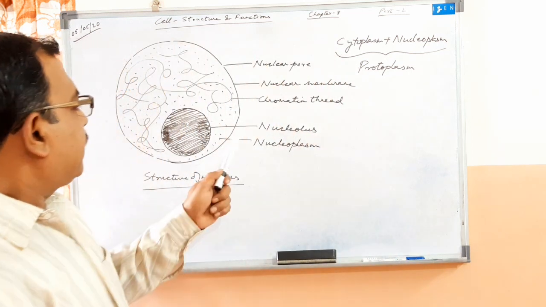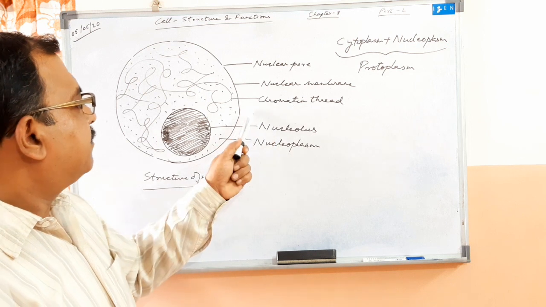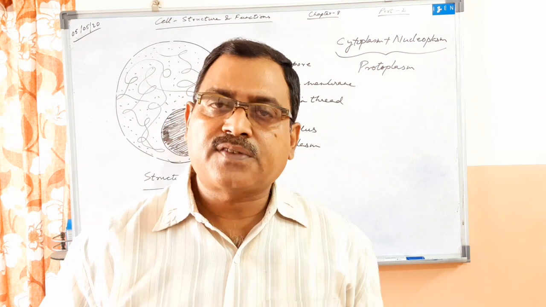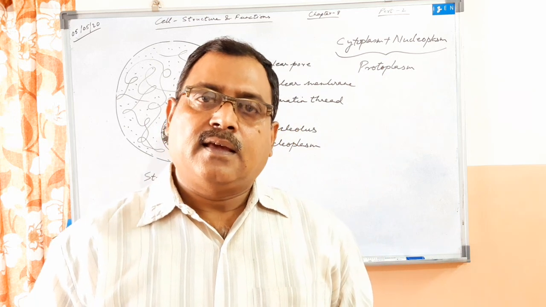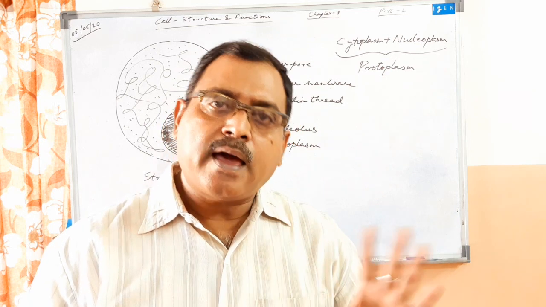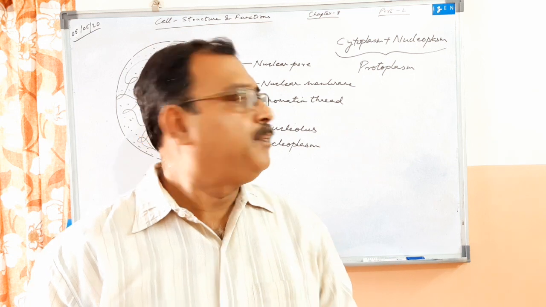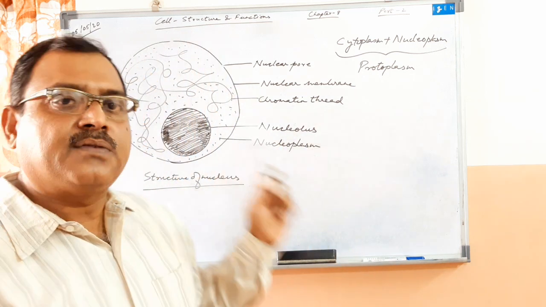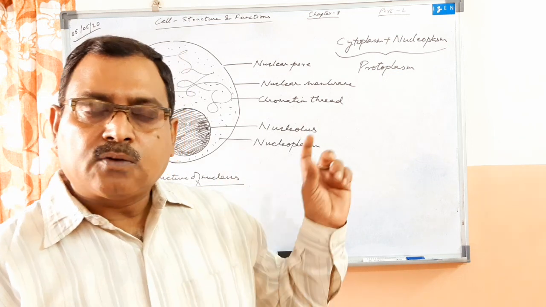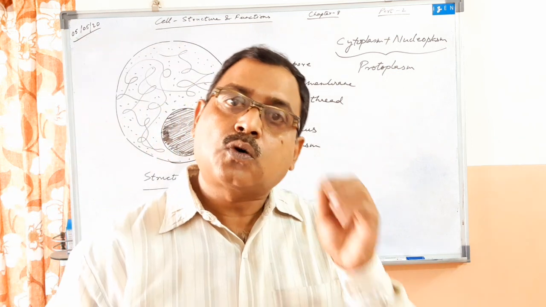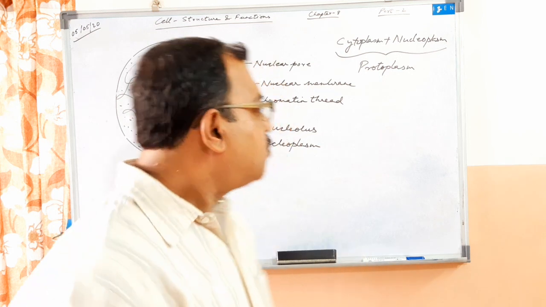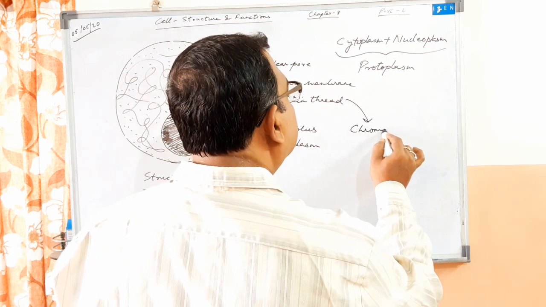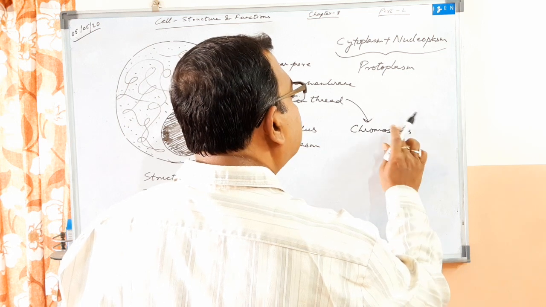Now, the chromatin thread. Actually, I told you at first that the nucleus is the brain of the cell. It regulates all the activities of the cell. Within the nucleus, this chromatin thread is very important. Now, this chromatin thread forms chromosomes. At the time of cell division, they are more visible.